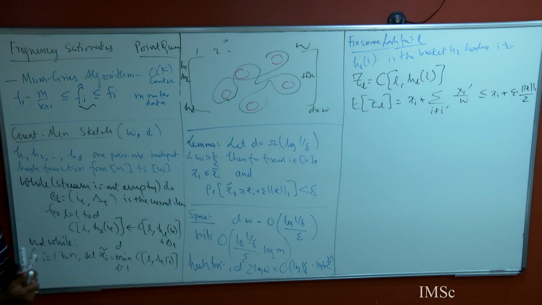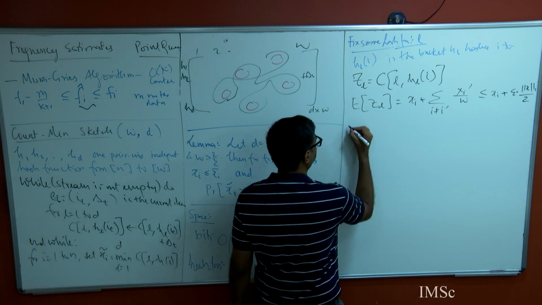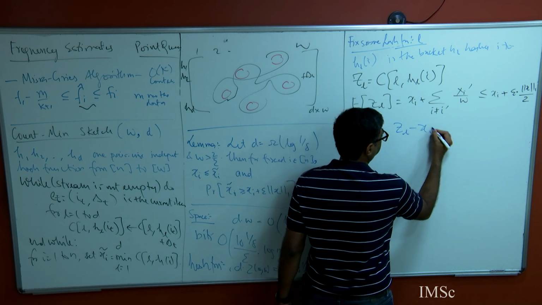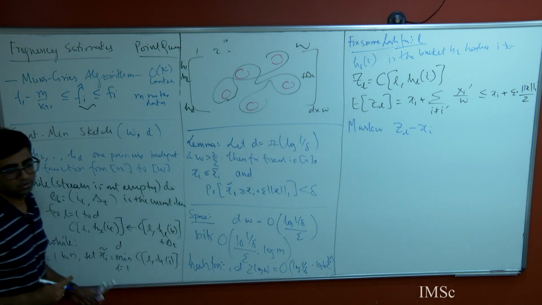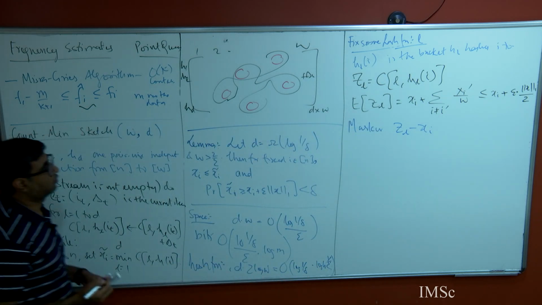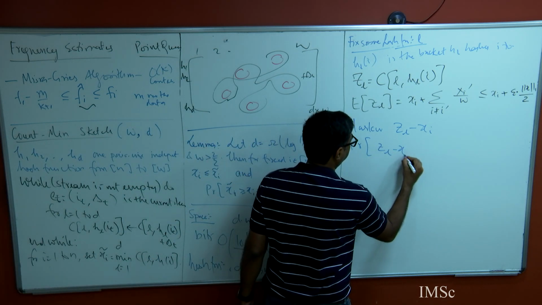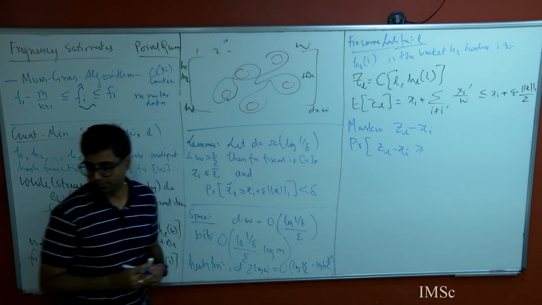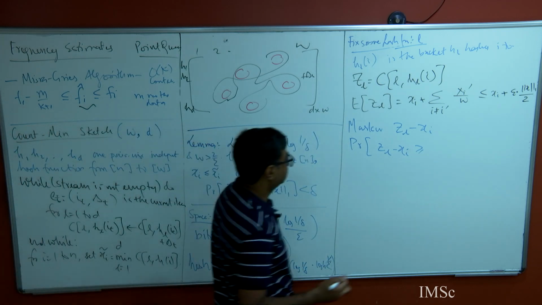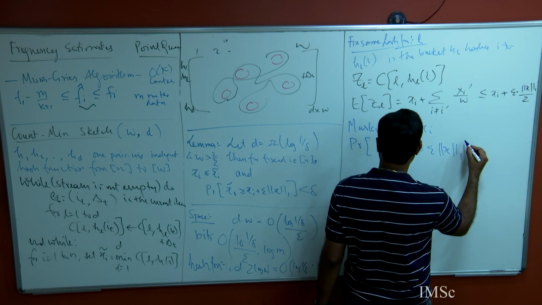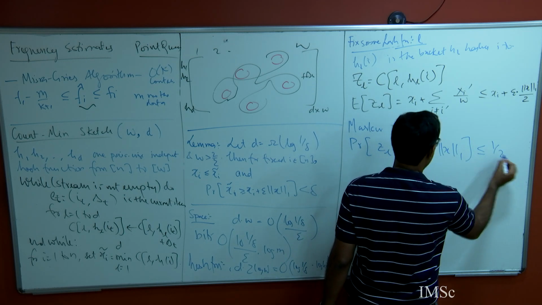Okay. And then we applied Markov to which one? Don't apply it to this, you apply Markov to ZL minus xi, right? And just by Markov we said that the probability that ZL minus xi is greater than or equal to epsilon times the 1 norm of x is less than half.